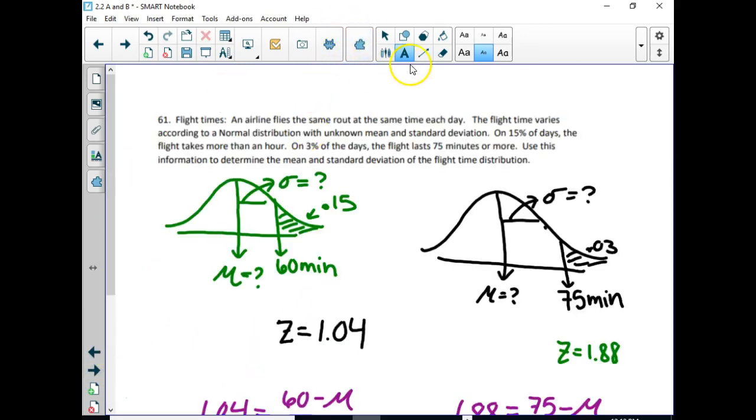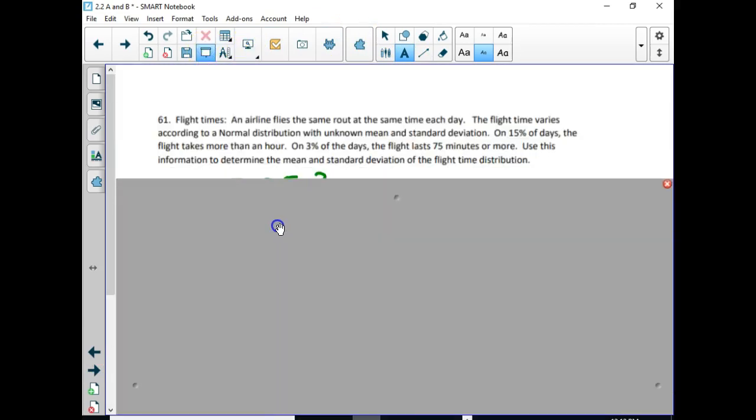Okay, I want you guys to skip number 60 if you don't understand it. And 61 is really important. Okay, you really have this down if you can understand this. An airline flies the same route at the same time each day. The flight time varies according to the normal distribution with an unknown mean and standard deviation. On 15% of the days, the flight takes more than an hour. On 3% of the days, the flight lasts 75 minutes or more. Use this information to determine the mean and the standard deviation of the flight time distribution.